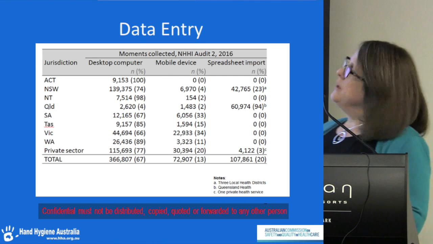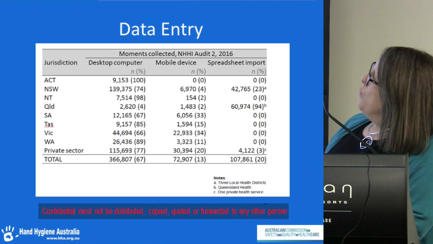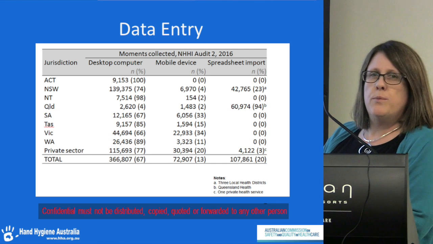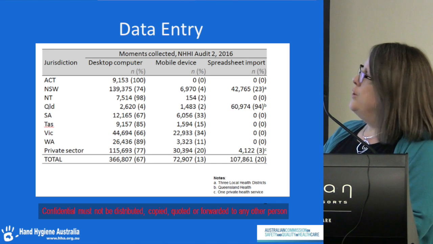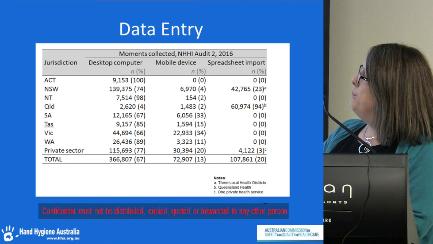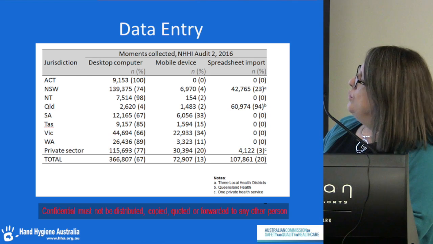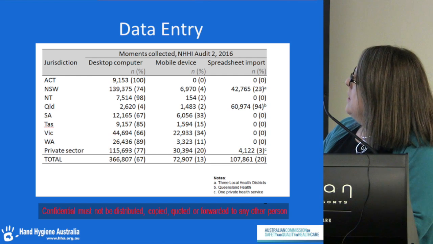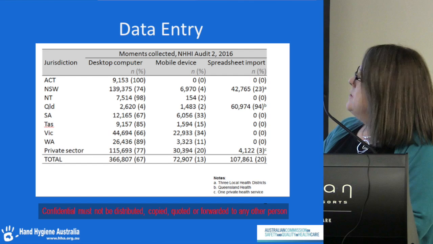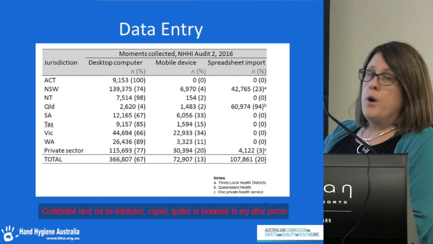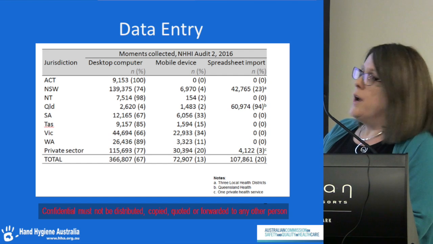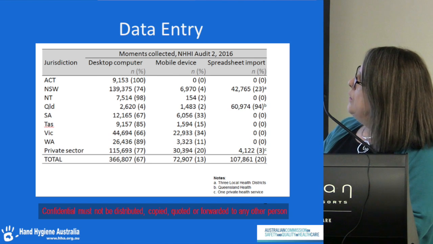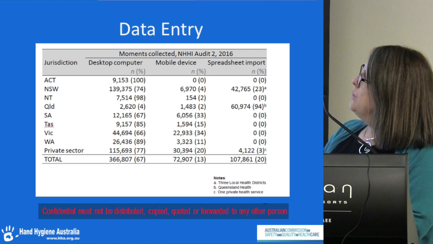So one of the new features of HHCApp is that we can now see how the data is entered. Previously, we didn't know how many people were using HHCApp Mobile versus entering via a desktop computer. So audit 2016, we were able to have a look at the numbers and see that in Victoria, 34% of data was being entered by HHCApp Mobile, closely followed by South Australia at 33%, and then 20% for the private sector.